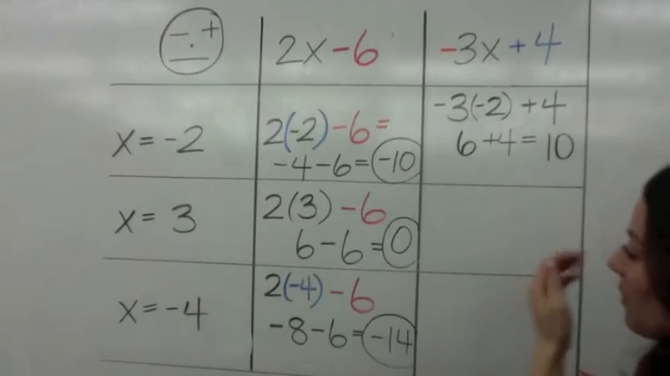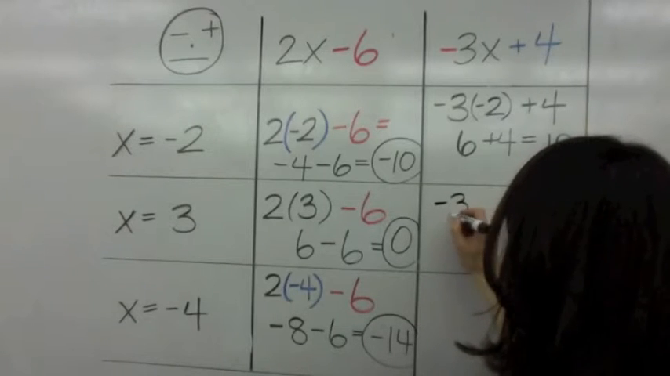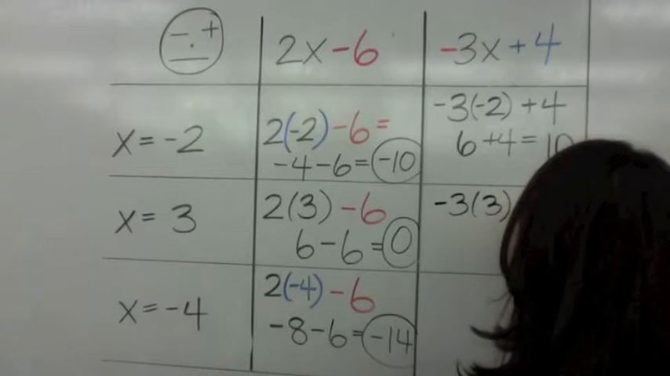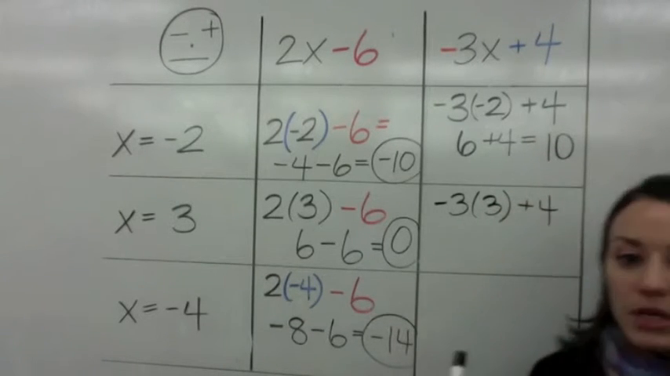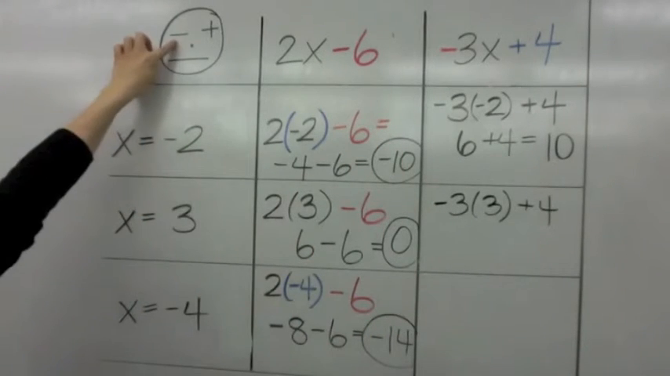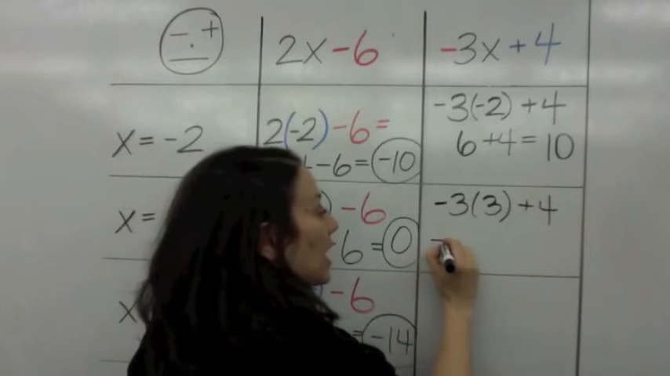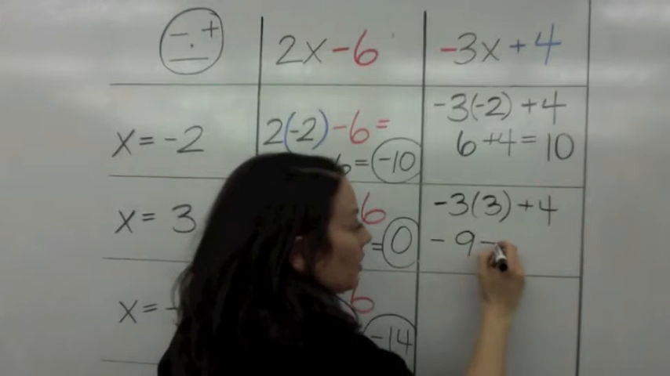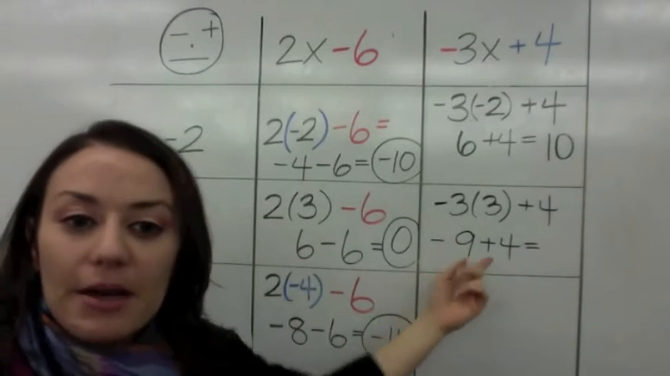X equals 3. All right, x equals 3. So we're going to say -3 multiplied by 3 plus 4. Okay, who knows what -3 times 3 is? What is -3 times 3? A negative times a positive. A negative times a positive is negative. It is negative, what? 3 times 3 is 9. Then you're going to add 4. Okay, so a -9 and a +4.